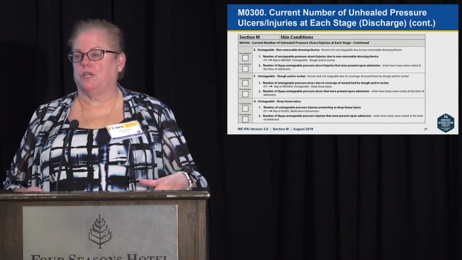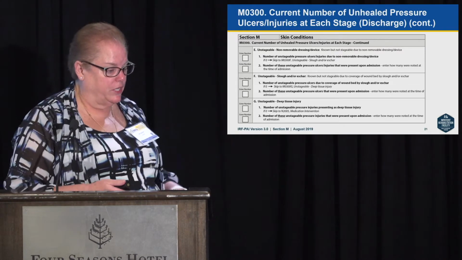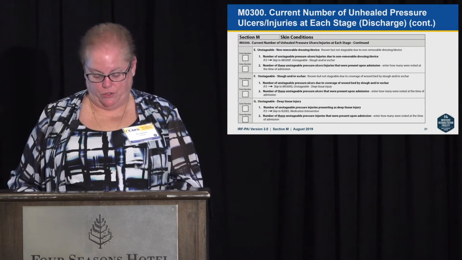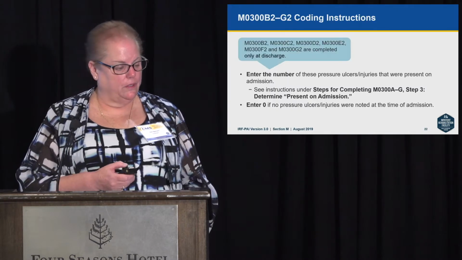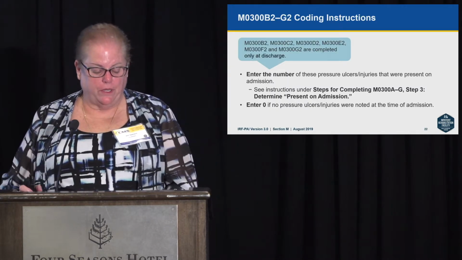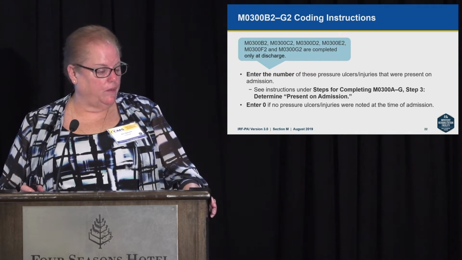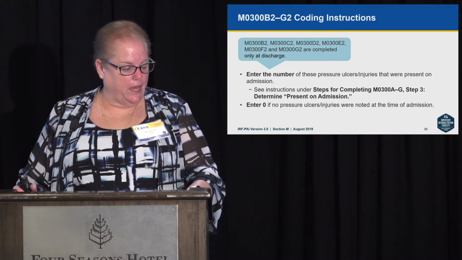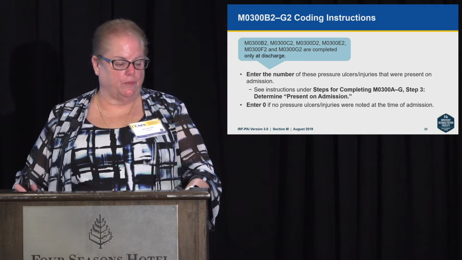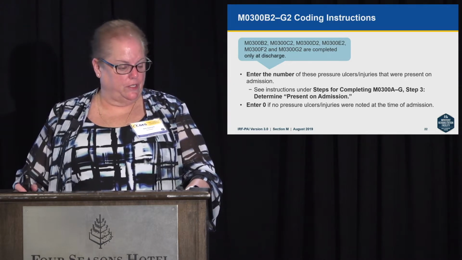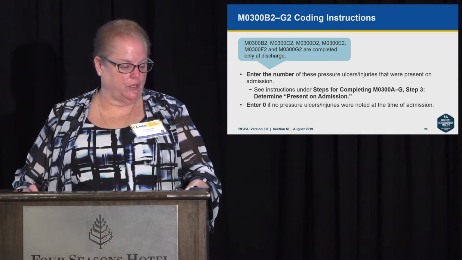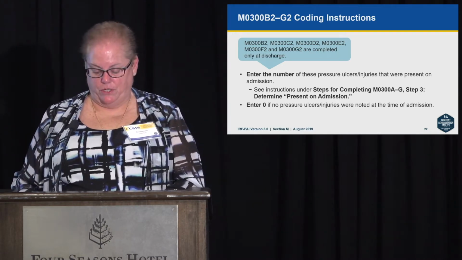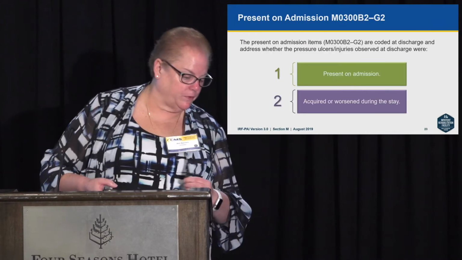And then this continues again. These are the screenshots looking at unstageable for slough and eschar, and then unstageable deep tissue injury. So when we get into M0300B2 through G2, we want to enter the number of these pressure ulcers or injuries that were present upon admission. And you can see instructions under steps for completing M0300A through G. Step number 3, determine present upon admission in the manual, and enter 0 if no pressure ulcers or injury were noted at the time of admission. And again, we're going to go through lots of examples on this.